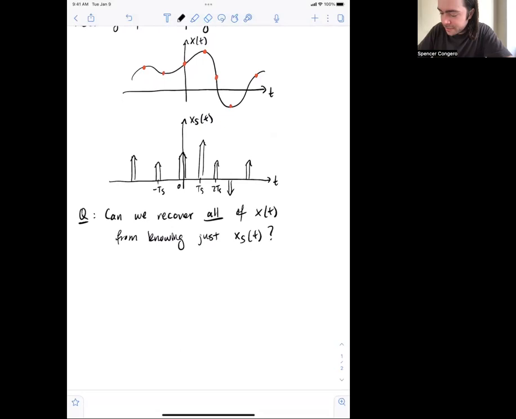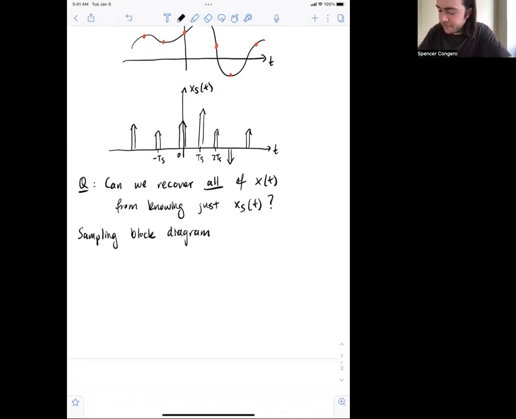So just so that we can get ourselves organized, let me draw a sampling block diagram. Okay, that's kind of a summary of what we're going to do. So last video, we started with x of t, and we multiplied it. Okay, this is just a block diagram symbol for multiplication, just a circle with an x. We multiplied it by an impulse train, so delta of t minus n T sub s. Okay, this is an impulse train, of course.